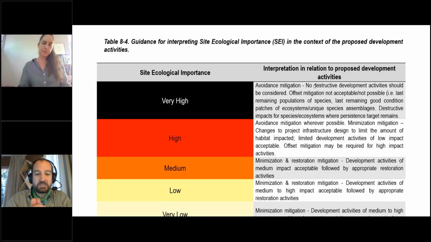So what that means is that it depends also entirely on the type of development, because certain developments have got greater impacts on those particular habitats than others. So the site ecological importance would be maybe still very high, but it might be acceptable to apply a particular mitigation measure for certain types of development, but not for others.